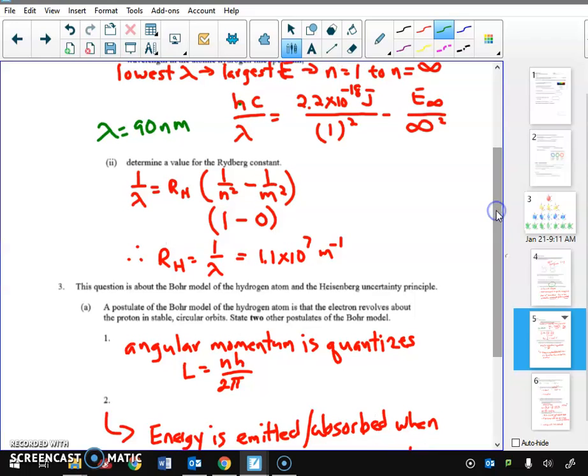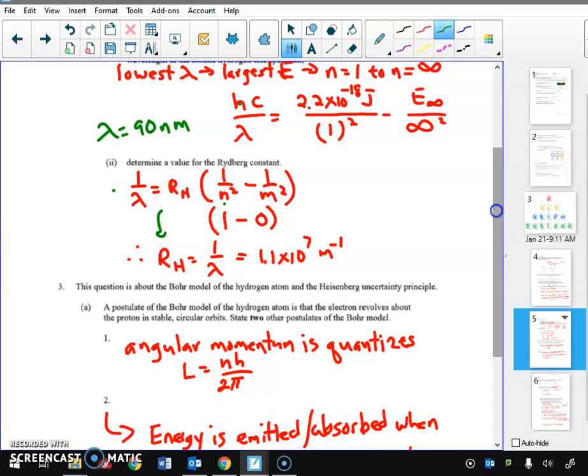So then determine the value of the Rydberg constant. So again, I'm going back to this equation which is given on the front. I'm putting in 1 for n, and 1 over 1 squared is 1, 1 over infinity squared is 0, so this whole term is 1. So if I do the algebra, I can see that the constant is 1 over the wavelength.